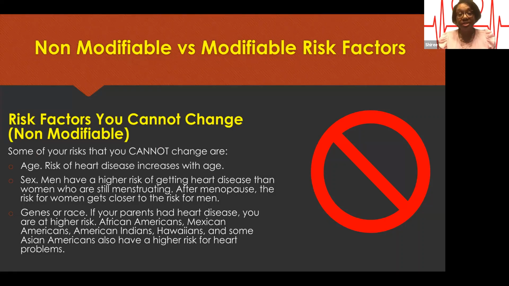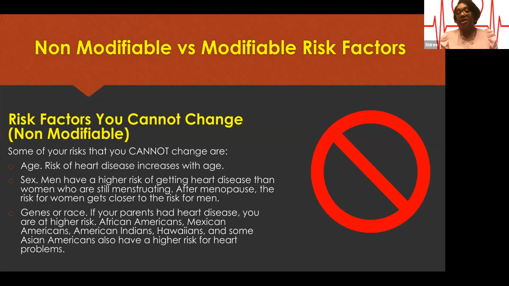Unfortunately, the non-modifiable ones are those factors that you can't change. Age, as much as we would like to reverse age, we can't. So the older you get, unfortunately, the greater the chances of developing heart disease increase with age. Your gender: men have a higher risk of heart disease, and after menopause, the risk for women gets closer to the risk for men.